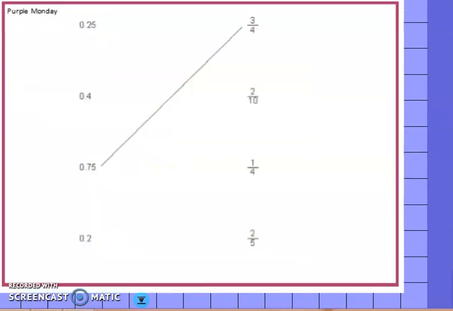The last task on purple today is making sure that you can remember what decimal and what fraction link together. If you can explain on the side how you know and how you've worked it out, then that would be really good to see. Please make sure all of your working out is in your book.